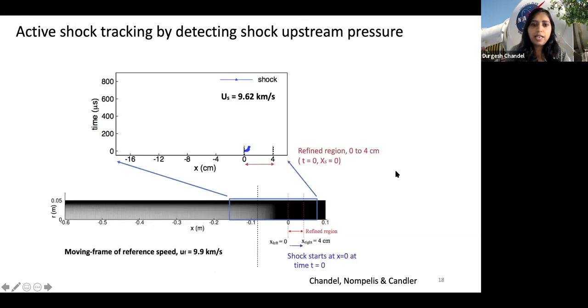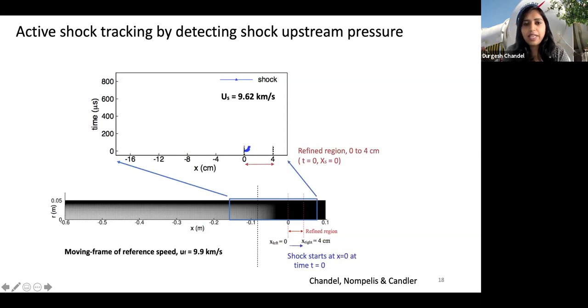Again, I'm showing the computational domain, and I would highlight this portion in the vicinity of the shock. The shock starts at x equal to 0 at time t equals 0. This is the case where the shock speed is about 9.6, and the moving frame speed is 9.9 kilometer per second. This is a minor detail, but we don't use the moving frame speed to be exactly the same as the shock speed.